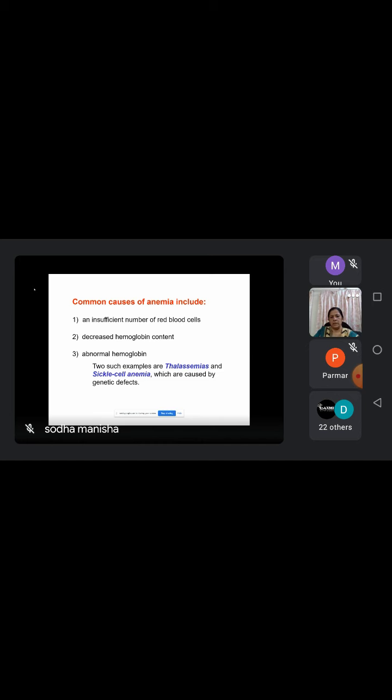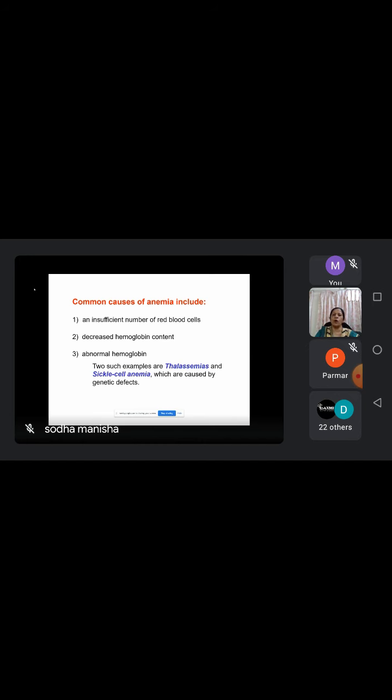Aplastic anemia. Aplasia means incomplete tissue formation. This type of anemia results due to the failure of bone marrow function. This may result due to poisoning by X-ray, aromatic organic chemicals, toxins, cancer, and drugs like chloramphenicol. Okay, so these are the various types of anemia.